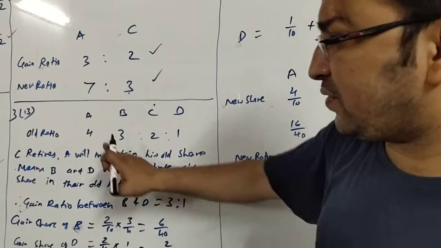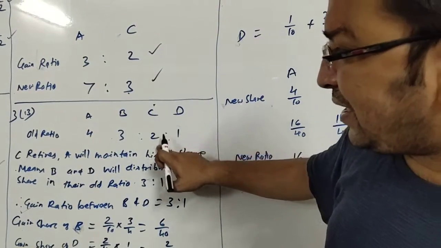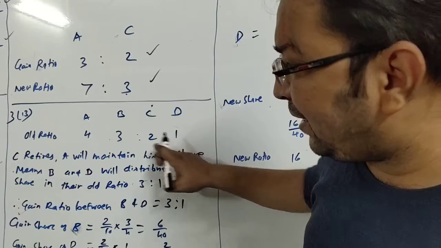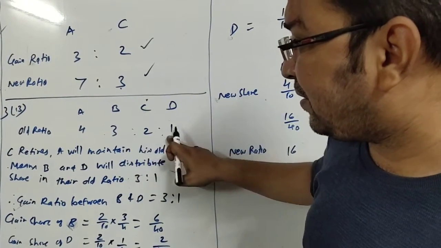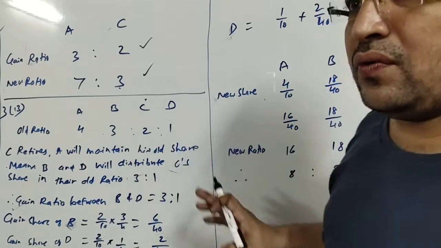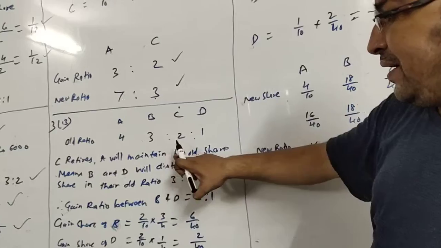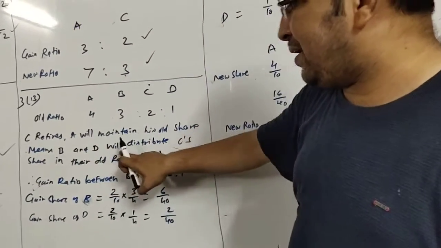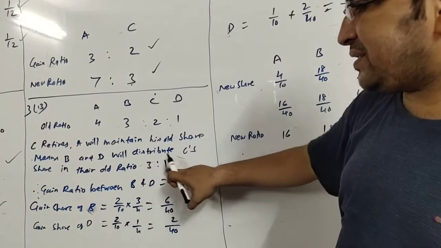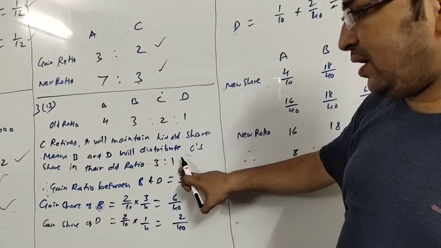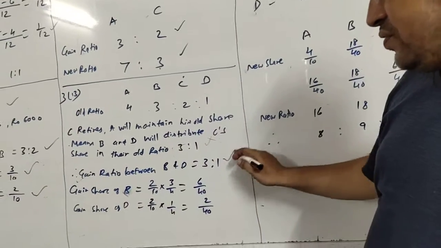Simple. A is not going to get anything from C's share and C is retiring. So C's share will be taken by B and D in which proportion? In their old proportion, and the old proportion between B and D is 3:1. So here it is mentioned: C retires, A maintains his old share, means B and D will distribute C's share in their old ratio, which is 3:1. Okay, so the gain ratio between B and D is 3:1.